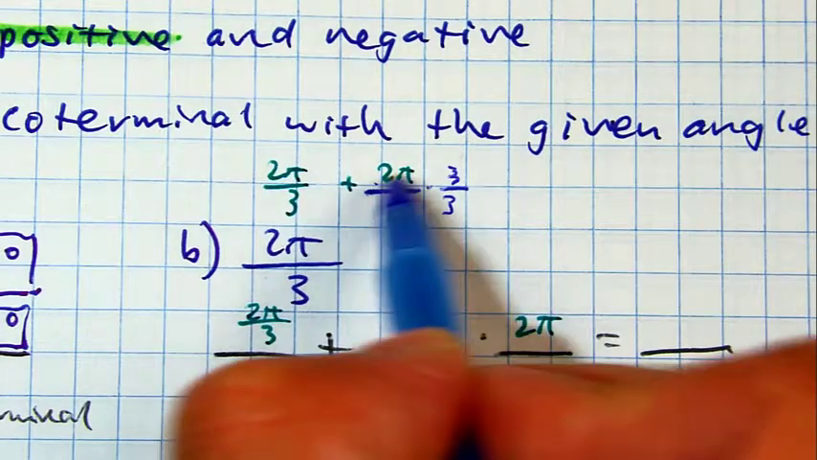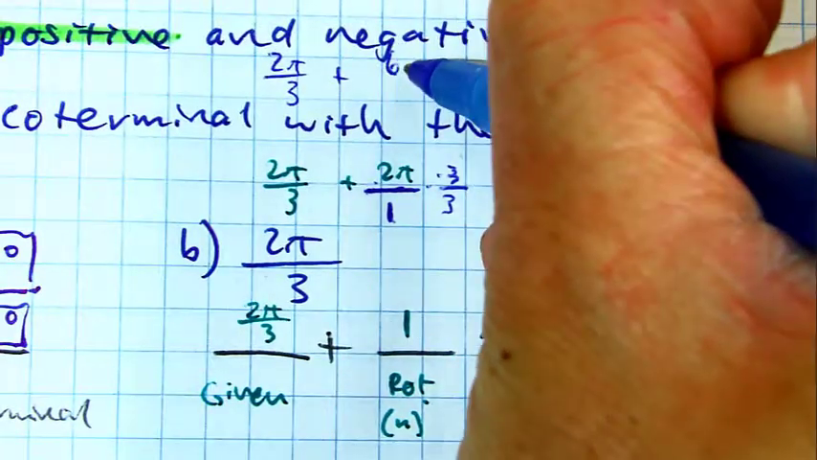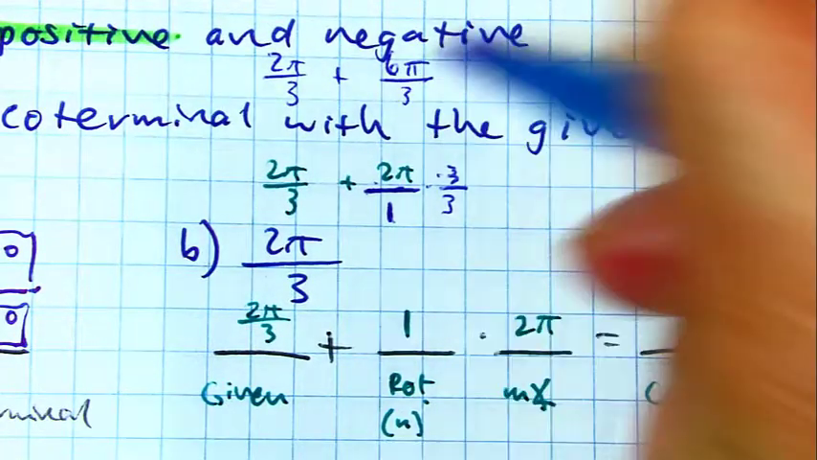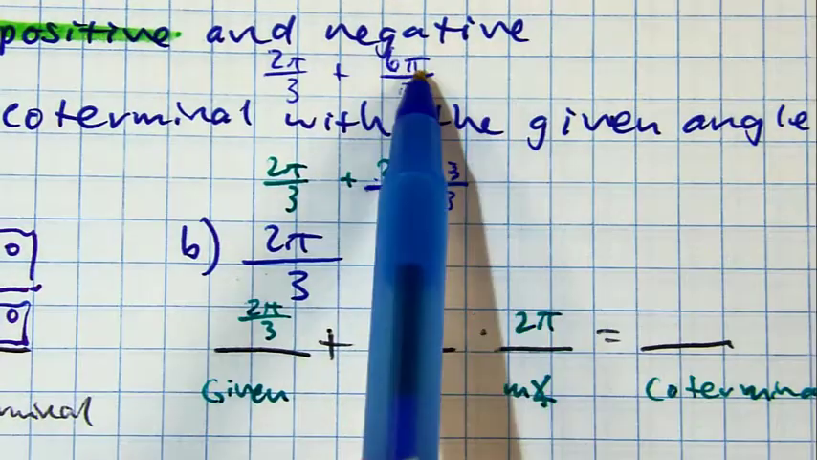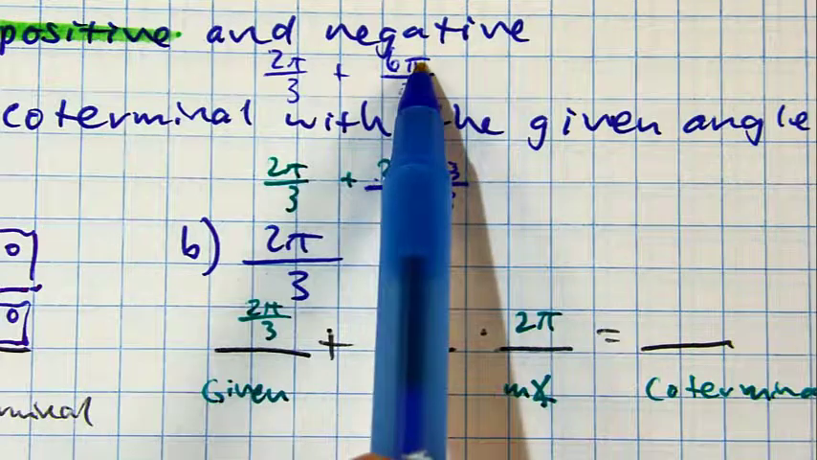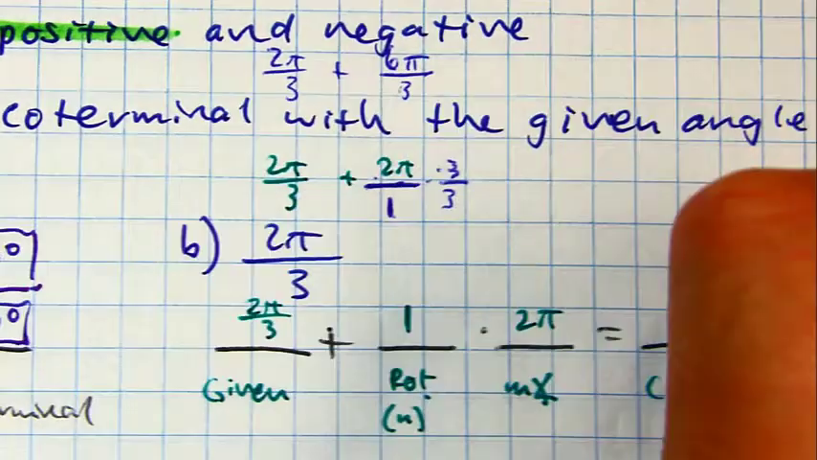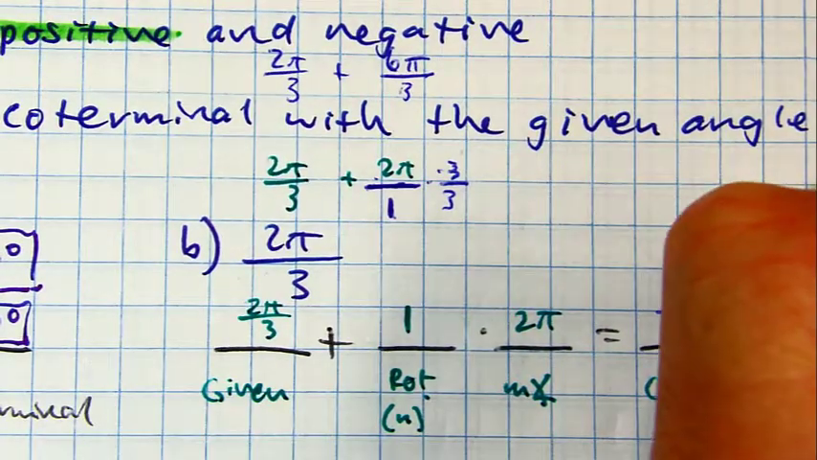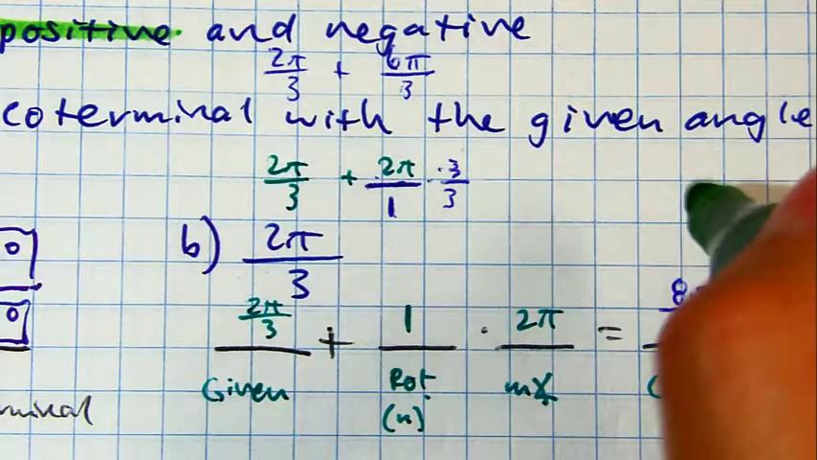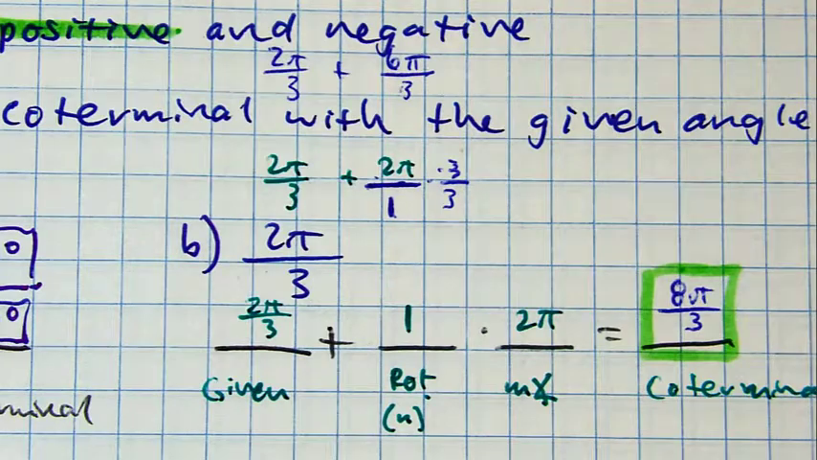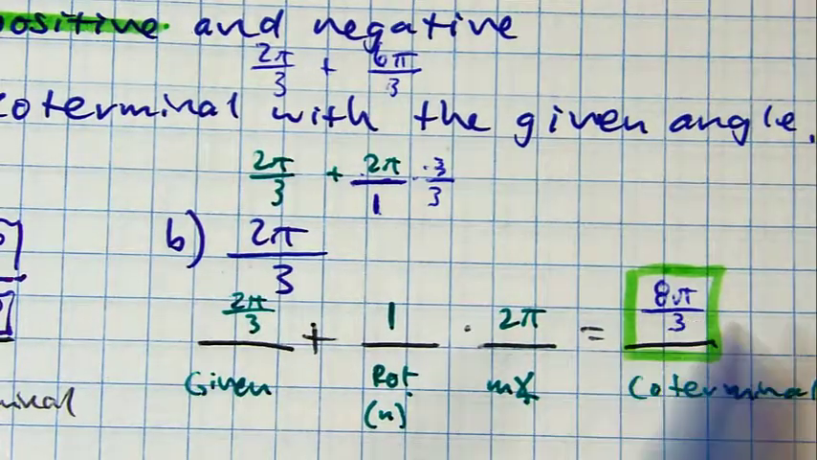So 2 times 3, so 6 pi over 3 is equivalent to 2 pi, yes? Remember, treat pi like a variable x. And now I just add the numerators. 2 plus 6 is equal to what? 8 pi over 3 is my positive answer. Notice how they gave me a fraction, and I'm going to end my answer in a fraction.